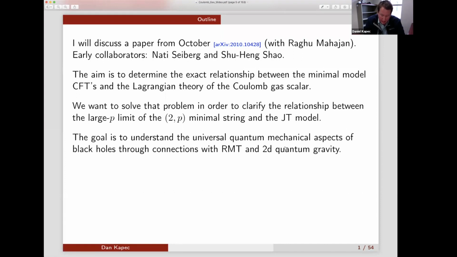And for me, at least, that's an interesting question because it fits into a larger program where we try to understand the sort of universal quantum mechanical aspects of black hole physics through connections with random matrix theory and 2D quantum gravity. So I'm going to spend a little bit of time on this motivation since I think most of you are already familiar with it, and then the rest of the talk will just be two-dimensional conformal field theory.